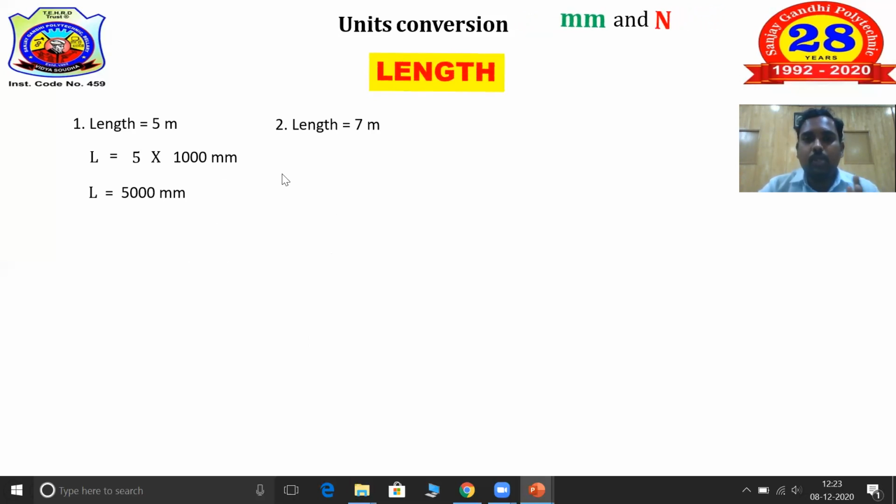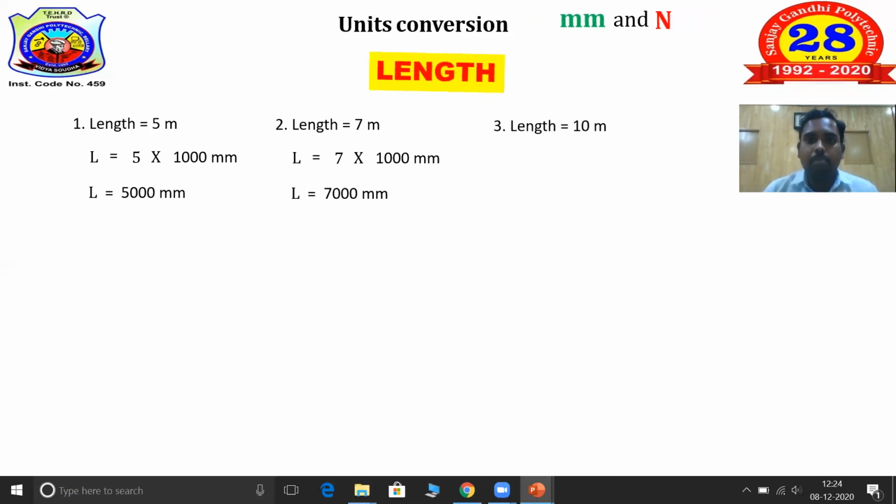The length is equal to 7 meter. So don't go blindly for conversion. First check whether it is necessary or not. Since the given question is in meter, but I require units in mm, that is why I need to go for the conversion. So write L in place of length, then equal as it is, then write 7 as it is, then multiplication symbol, then in place of meter, I will write 1000 mm because 1 meter is nothing but 1000 mm. On multiplication, I get L equals 7000 mm.